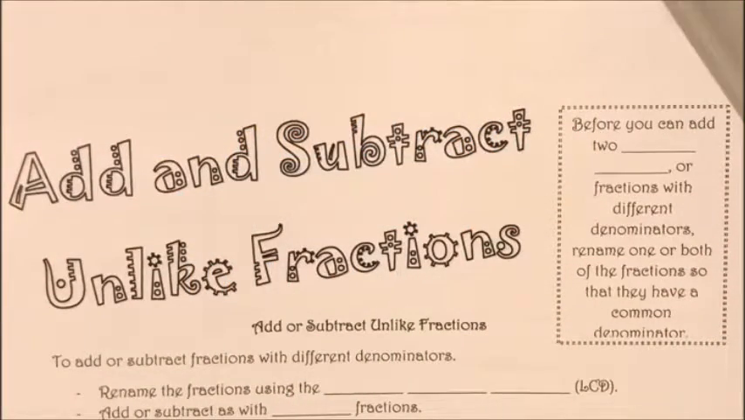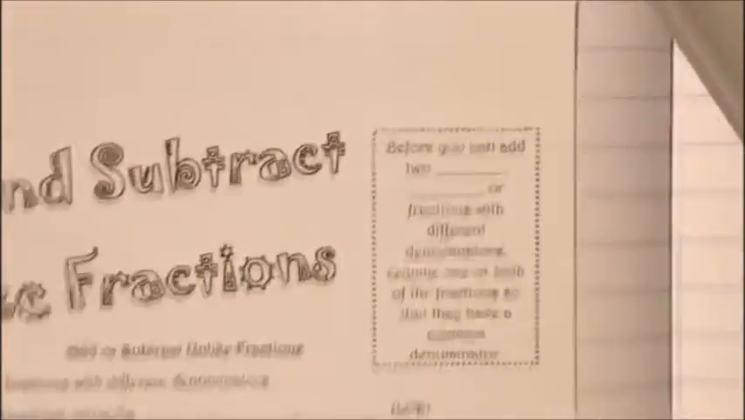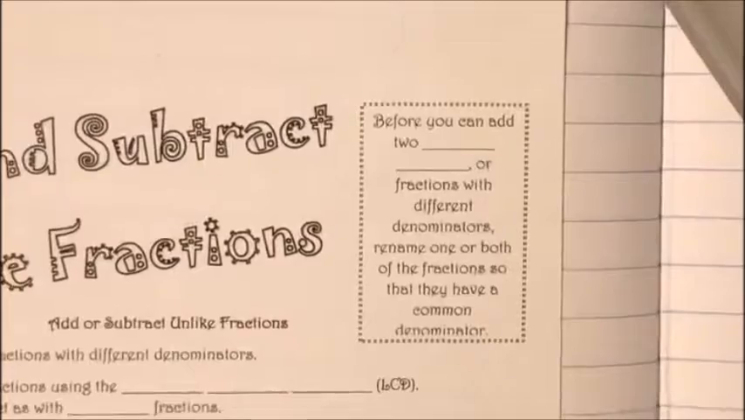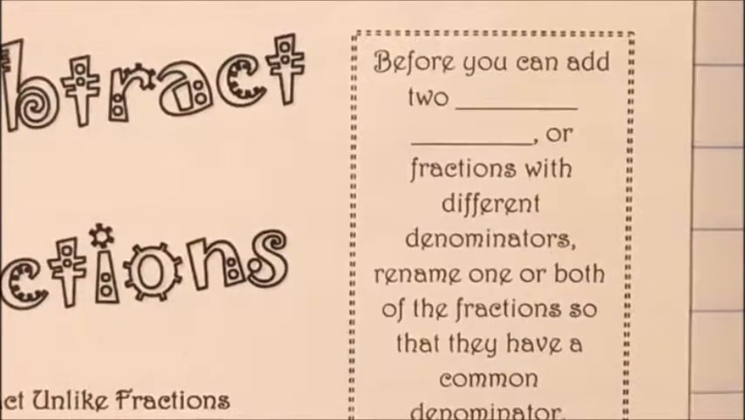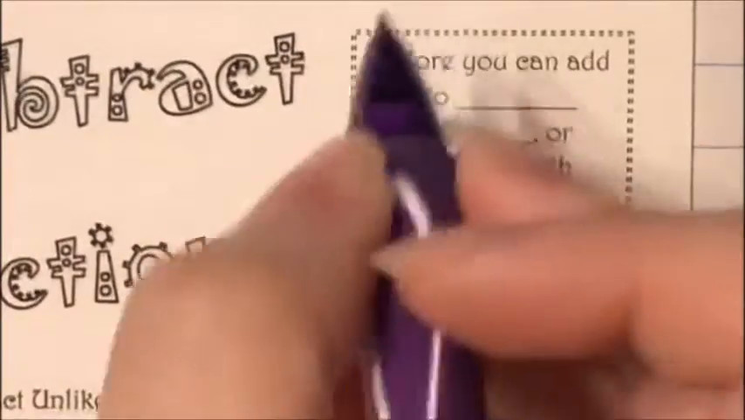This is Chapter 4, Lesson 4, Add and Subtract Unlike Fractions. So, before you can add two unlike fractions, or fractions with different denominators, you have to rename one or both of the fractions so they have a common denominator. In those two blanks, you're going to write unlike fractions.